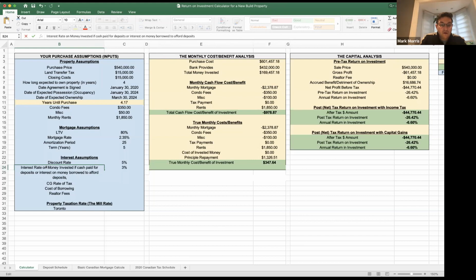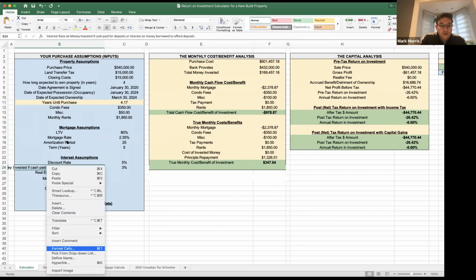Hold on a second. Format. I'm going to align. Where is it? I'm going to wrap, go.